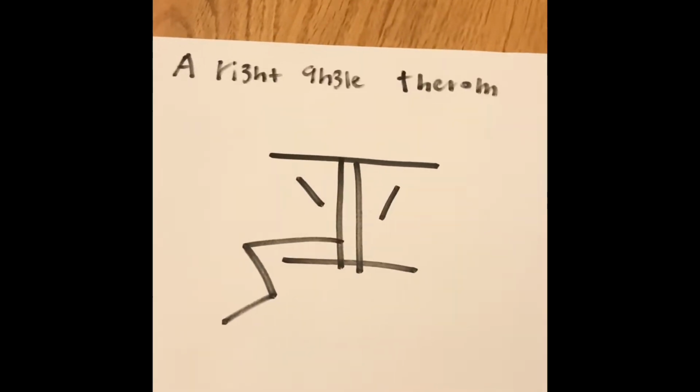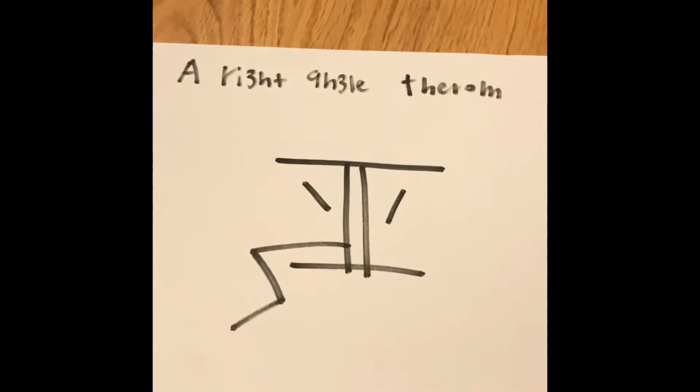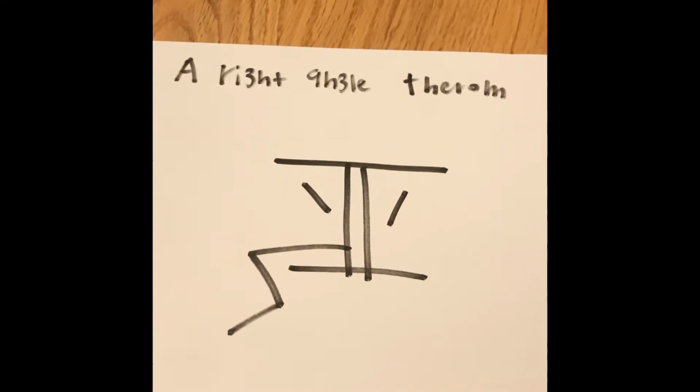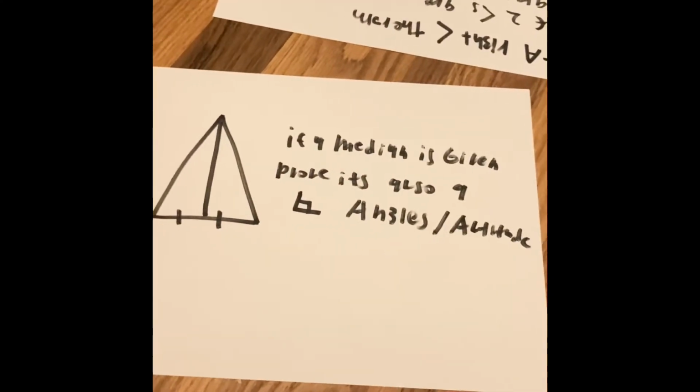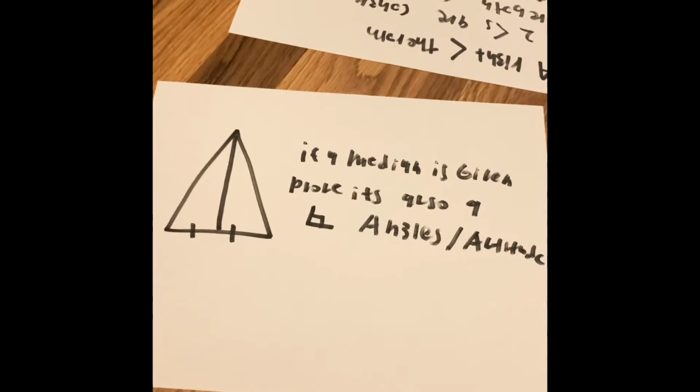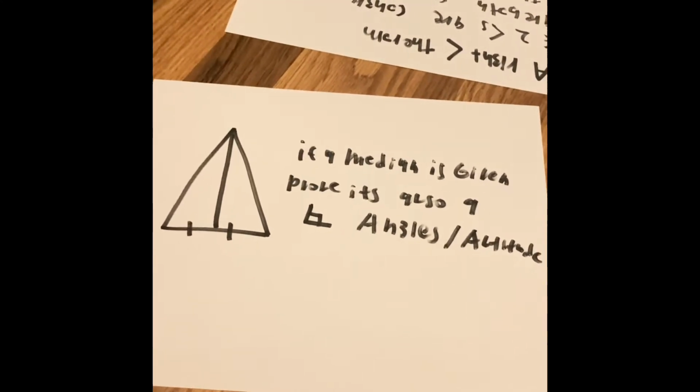Before we learn about the right angle theorem, we have to know why it's useful so we can get that aha moment. So, for a warm-up, we are going to do a proof, not a two-column proof. We're just going to use words.